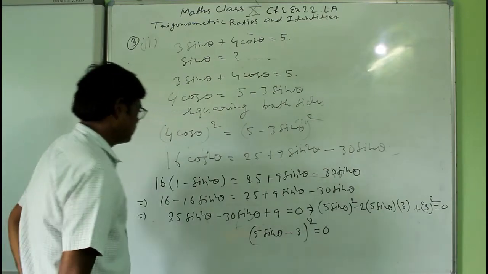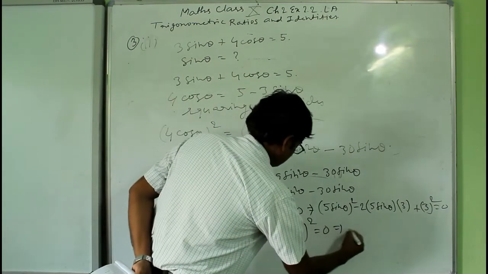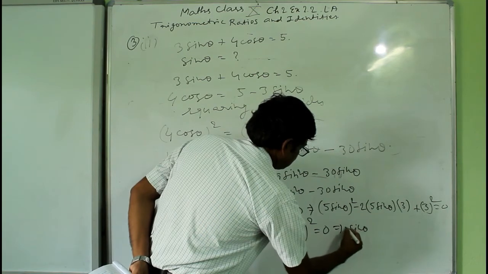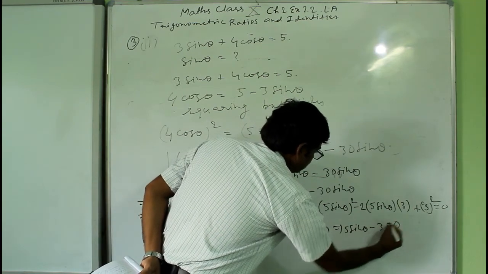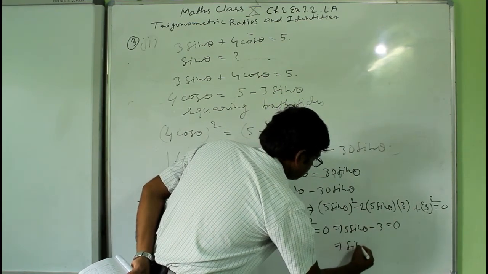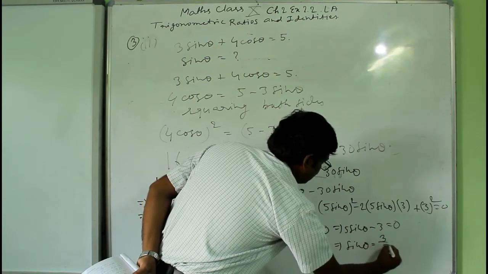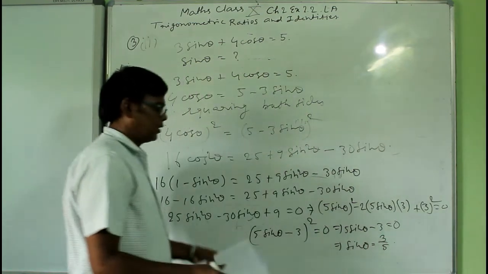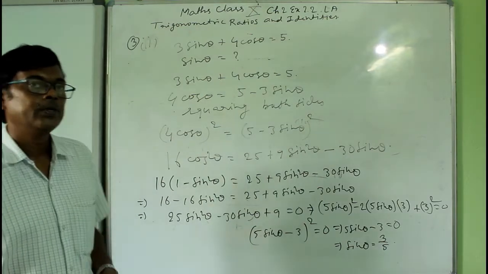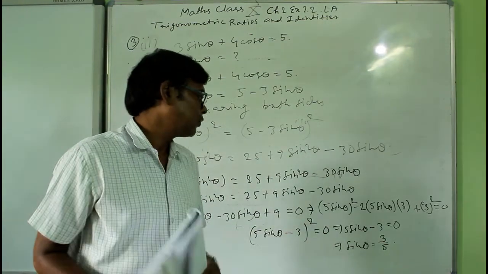So therefore you have 5 sin theta minus 3 equal to 0, and this implies sin theta equal to 3 by 5. So this is the answer of this question. Okay, the value of this sin theta equal to 3 by 5.